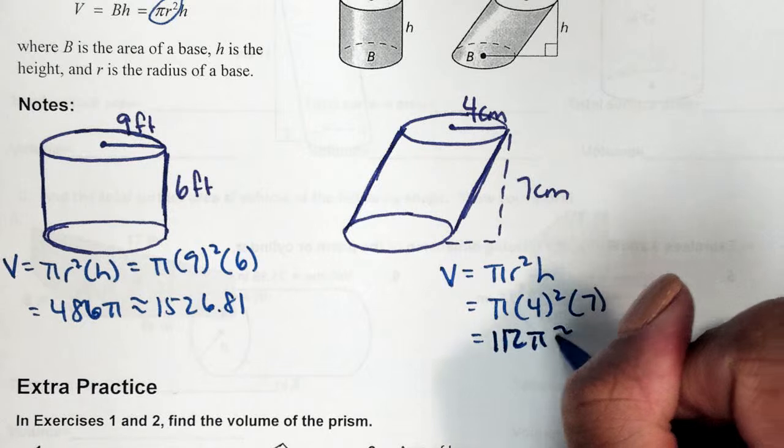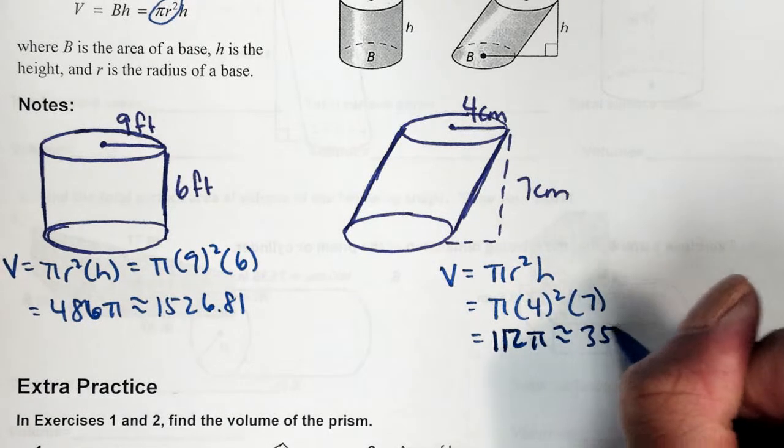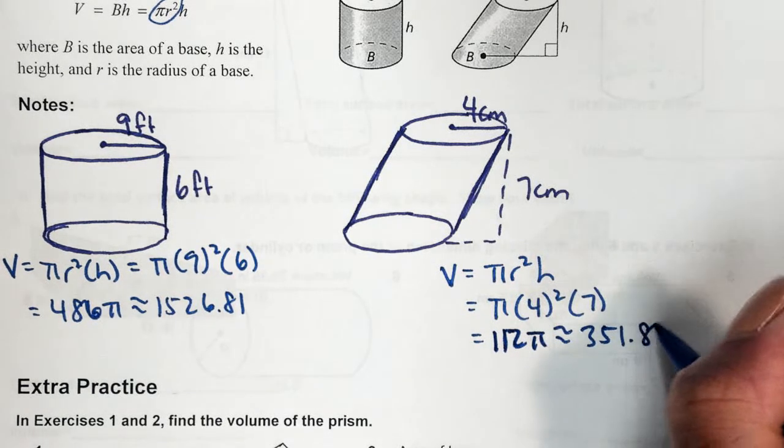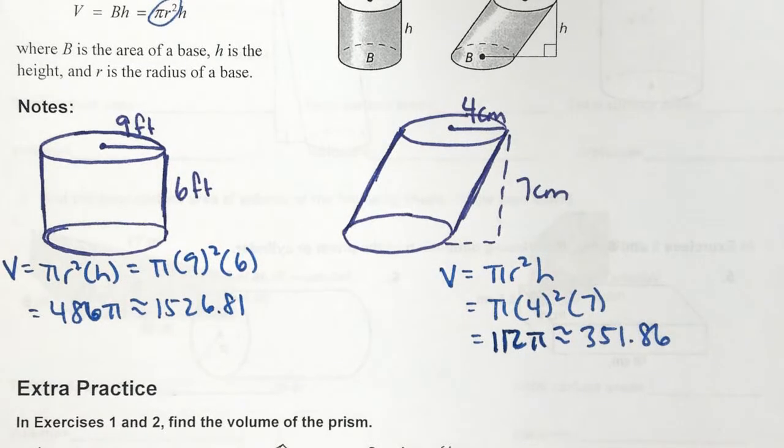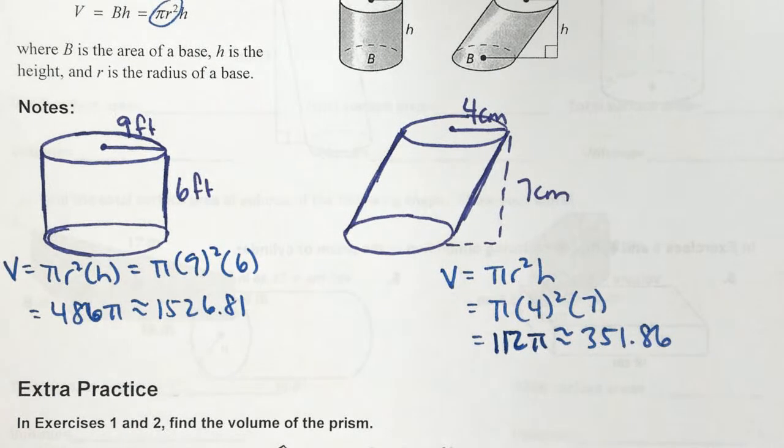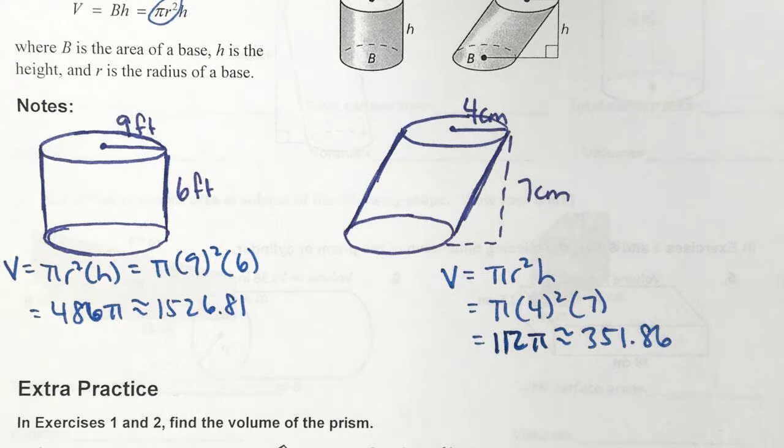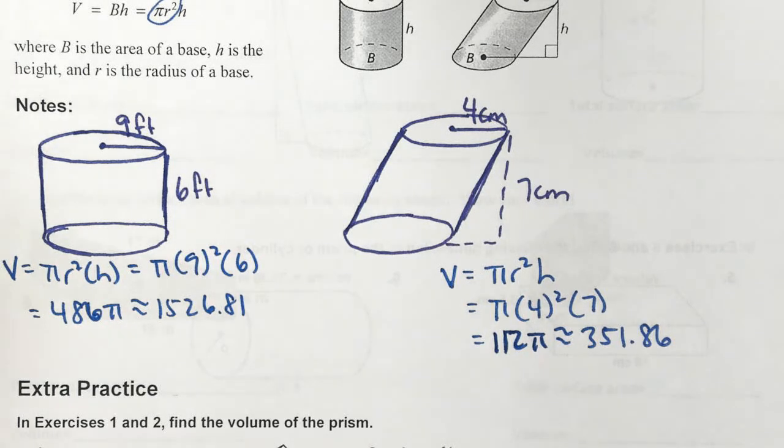And as a decimal, we end up with 351.86. So those are two examples finding the volume of a cylinder. So now we're going to move on to the bottom part of our notes, which discusses extra practice.